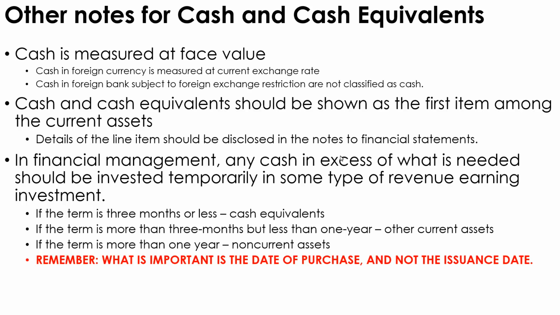And if those revenue earning investments are acquired and their maturity is already 3 months or less, of course, that is a cash equivalent. Now, if it is less than 1 year but more than 3 months, it is not a cash equivalent, but it is a current asset and reported as other current investments. And of course, if the maturity is more than 1 year, it is a long-term investment, and it will be reported as a non-current asset. Again, we reiterate that what is important is the date of purchase and not the issuance date. So let us now go on to cash fund.